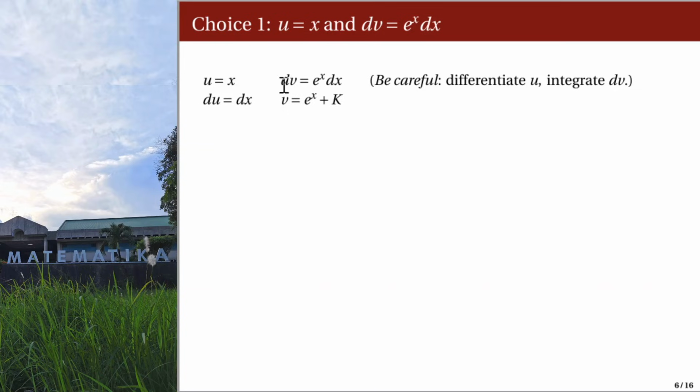Meanwhile, sa kabila, mag-integrate tayo. So, integral ng dv is v. Integral ng e to the x dx is e to the x plus yung constant of integration, which we will call k. Okay? So, be very careful here kasi lalo na kung meron kang trigonometric functions, minsan nakakalito kasi nababaligtad natin kung ano yung derivative at integral, no? So, make sure na on this part, sa u, you're differentiating, and for dv, you are integrating.